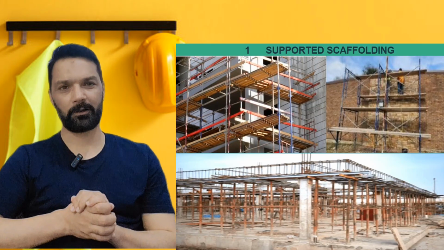Now let's move to the technical part. I'll cover the most commonly used scaffold types in construction. Spotted scaffold. Spotted scaffold is one of the most common scaffold types used on construction sites. It is built from ground upward and supported by vertical standards and ledgers. It is used for brick masonry work, painting and plastering external walls.